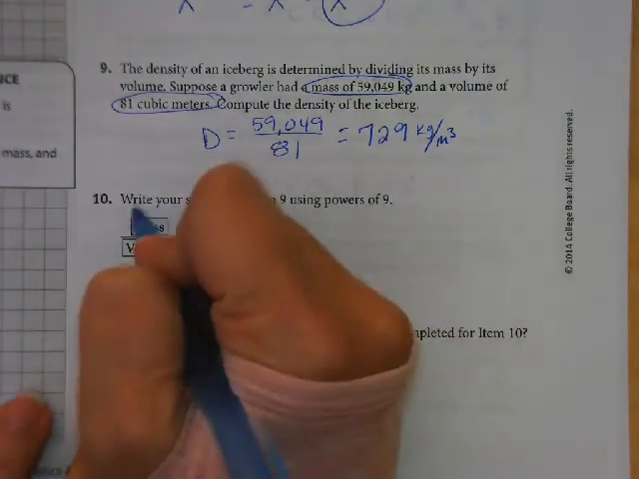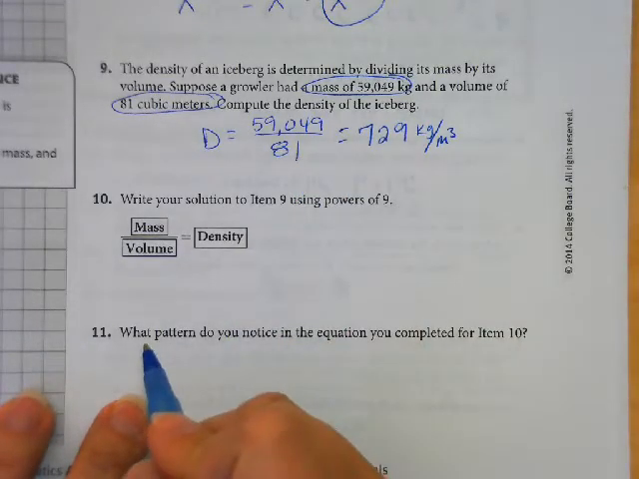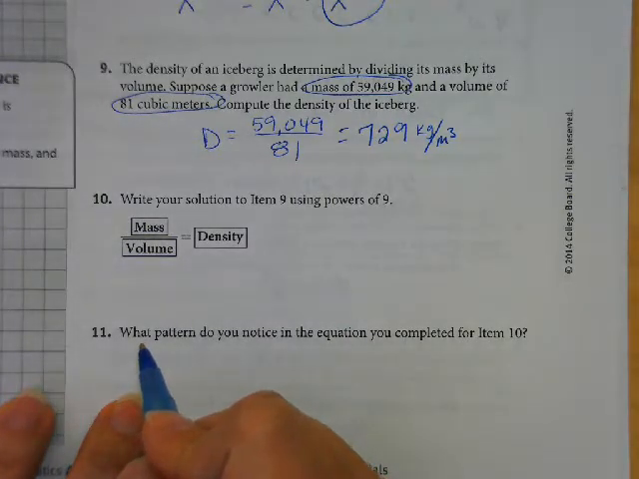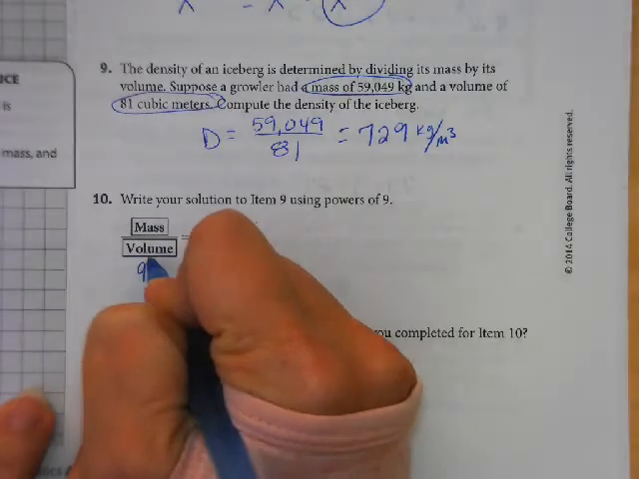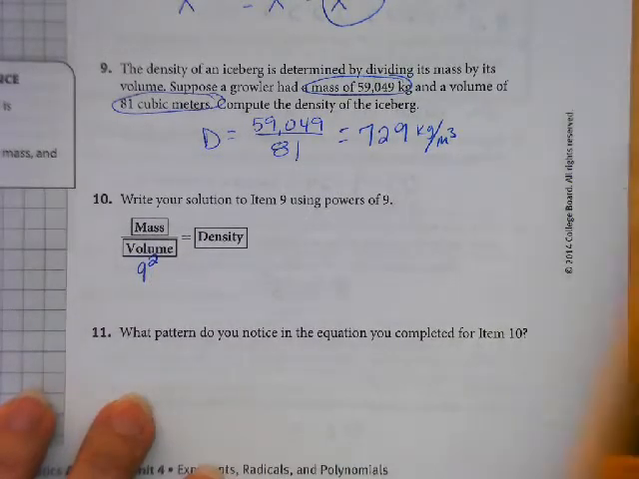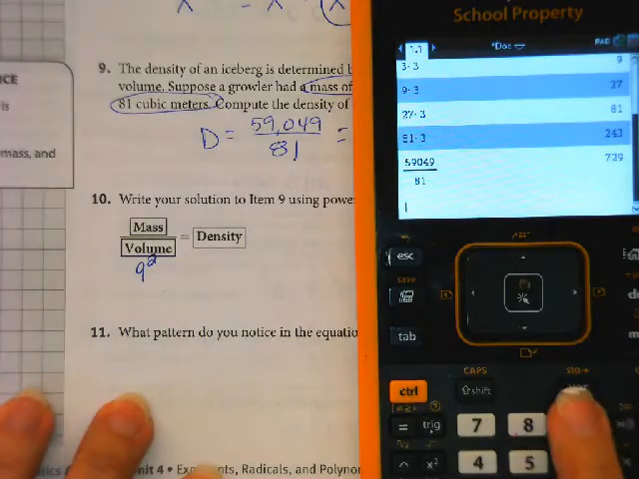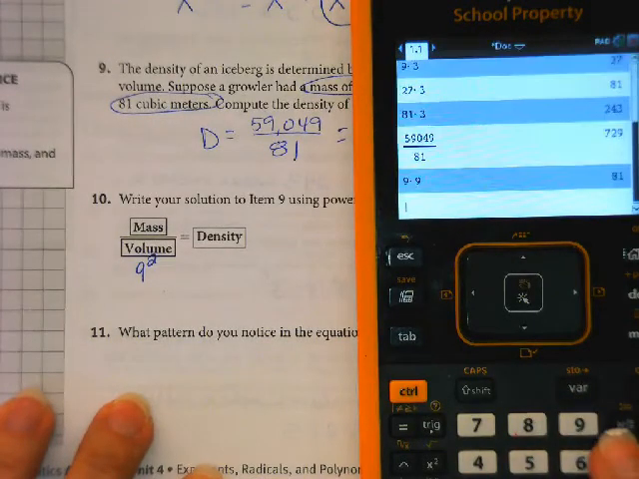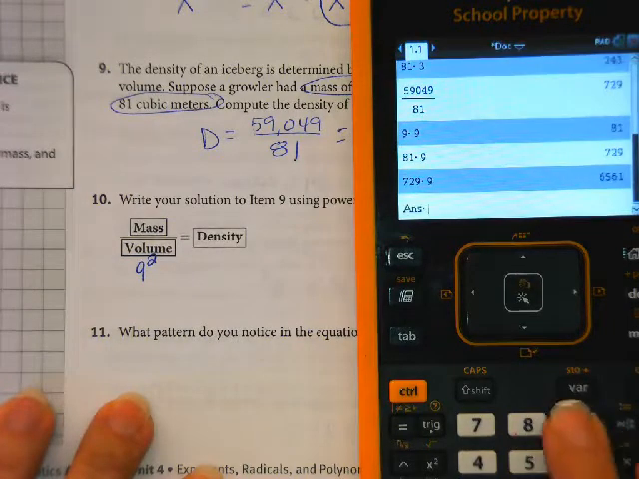Well, let's think about what we know. Our volume is 81. How do we write 81 as a power of 9? What times what is 81? 9 to the what? 9 to the second power. If I want to get, we can use our same strategy as before. If I say 9 times 9, I get 81. There's 2 of them, 3 of them, 4 of them.